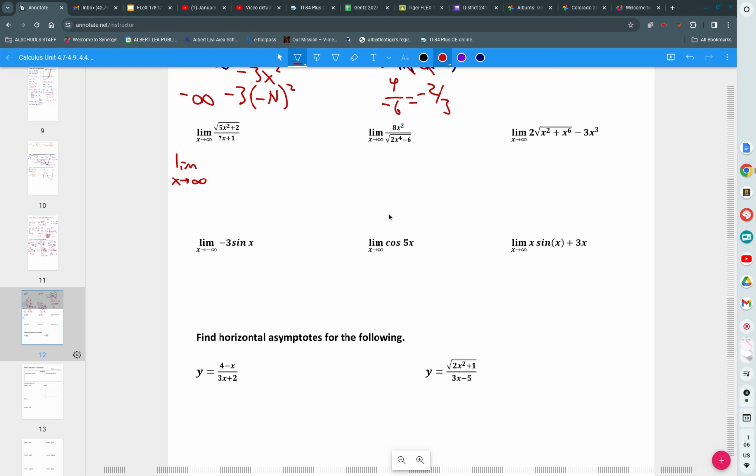and I'm going to factor an x squared out of the top. I'm only going to show this once. Square root of, and I have x squared times 5 plus 2 over x squared. And then on the bottom, I factor out an x, and I get 7 plus 1 over x.